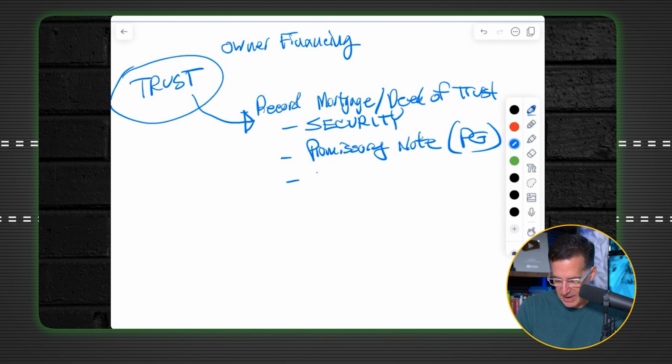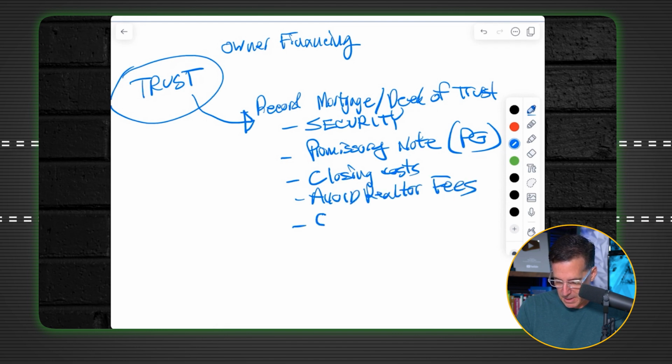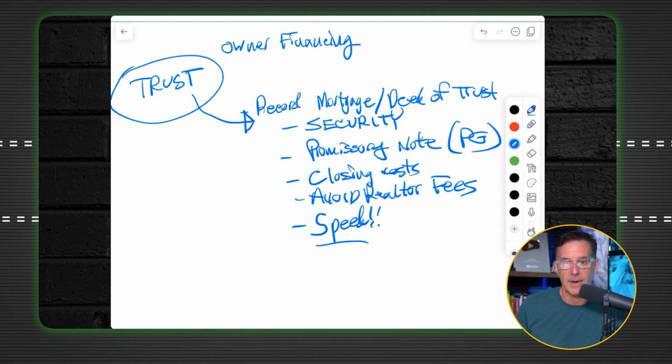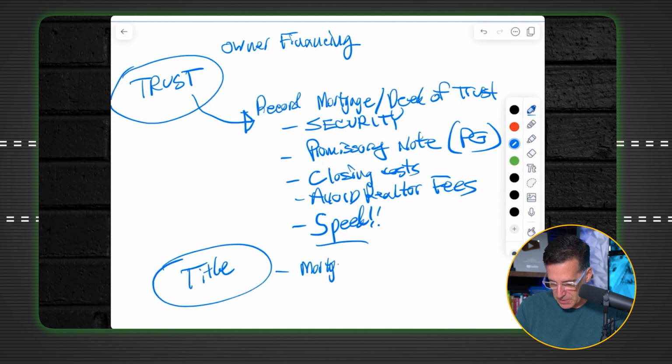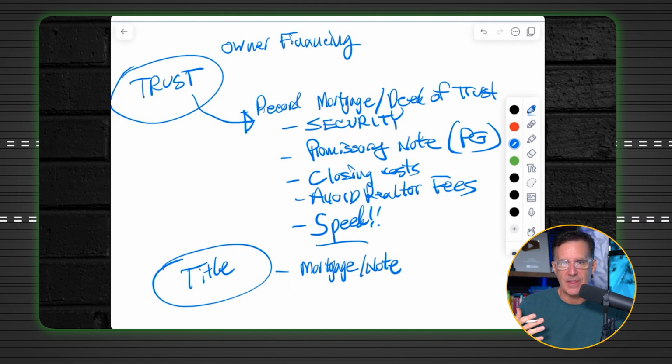Also, they're going to save closing costs, avoid realtor fees, and here's the best part: speed. You don't have to wait 45 days to do it. You can actually do it in a very short amount of time. This is clear, it's precise, and here's the beauty for you guys. You can take this to your traditional title company and they can easily do this deal. In fact, your title company will help with the mortgage and the note. I still recommend you have a lawyer review it. But guys, this is how creative financing works when it comes to owner financing.